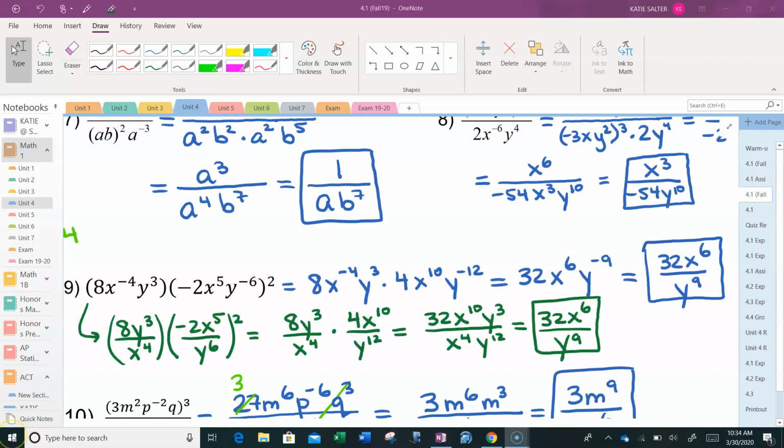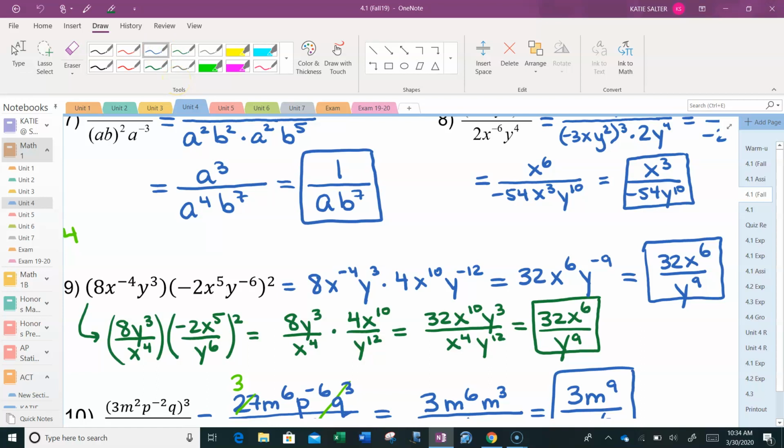Okay, so for this first problem, number 9, we have to make sure we pay attention to the fact that this second product right here is being raised to the second power. Therefore, we have to take care of the powers before we multiply. So all I've done, when you see the first way I've worked it out, is I've copied the first product, this 8x to the negative fourth y cubed. And then for the second part, I've gone ahead and squared it.